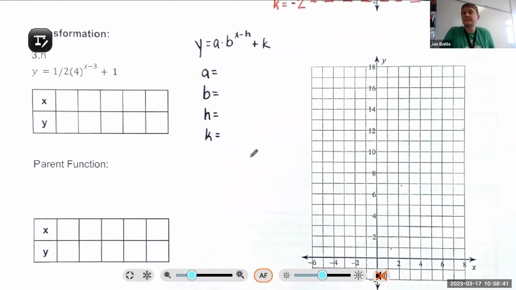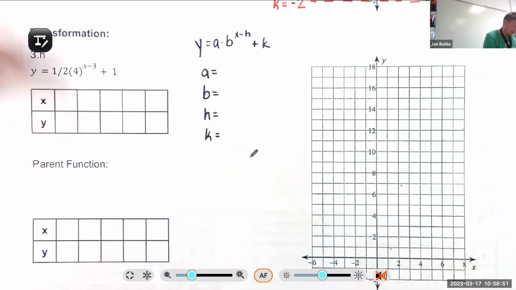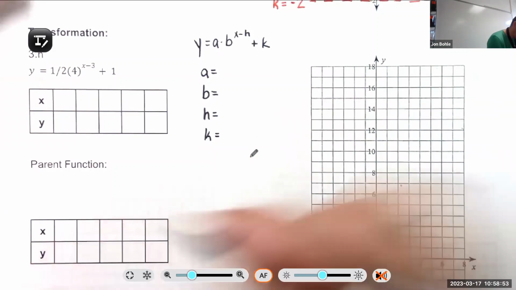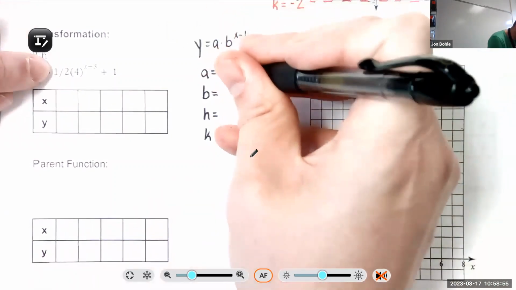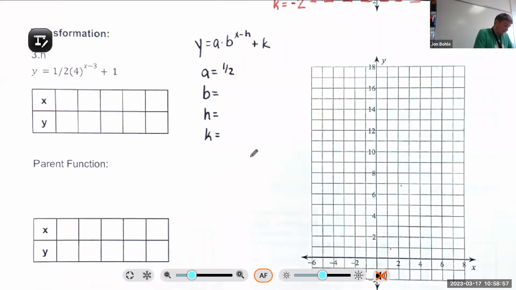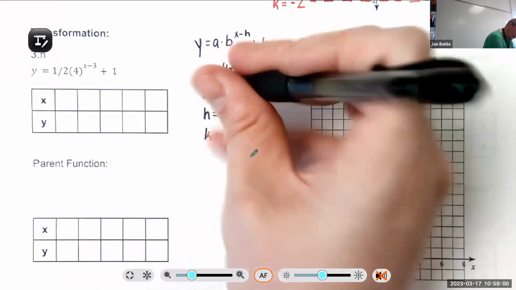A, B, H, and K. What's my A value? It's not 1. It's 1/2, right? There's a division there. Okay. What's my B value? 4.